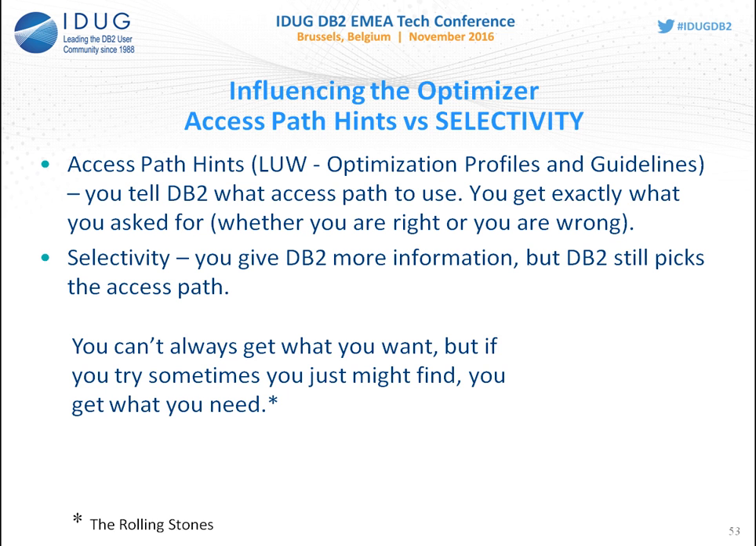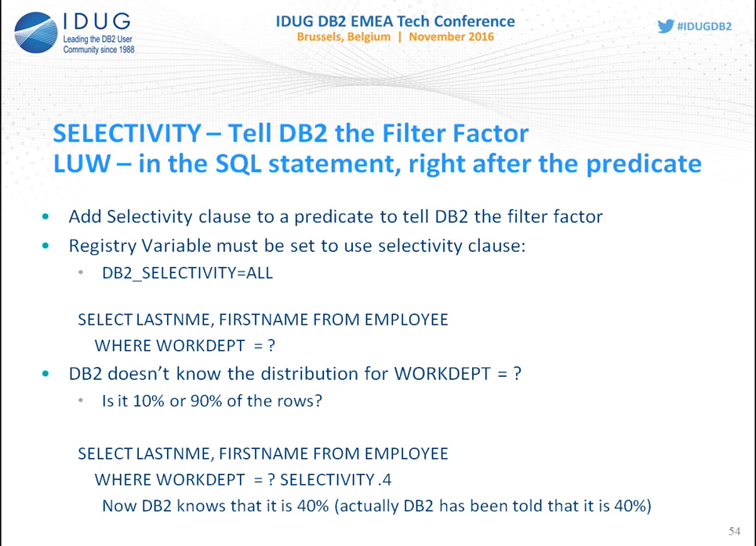So in selectivity, we tell DB2 the filter factor. In LUW, it goes right in the SQL statement, right after the predicate. You have to set a registry variable to enable the use of selectivity hints. And the manual says the choices are yes and no, but ALL also works and actually enables it in a few more situations than yes. Is that still true, John? Okay. The answer is it's still true.